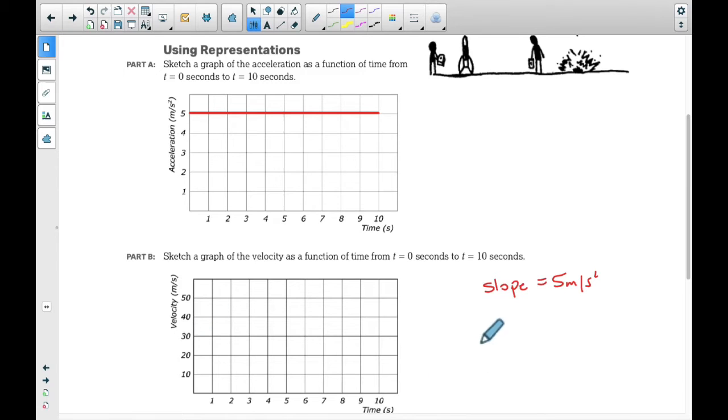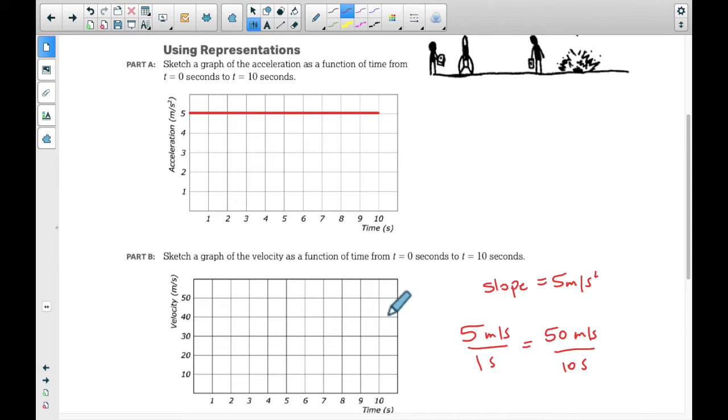And so it's going to have a slope, and the slope's going to be up 5 over 1, and we have 10 seconds. So if we go up 5 meters per second every 1 second, that's what that acceleration is. I could also say that's the same as going up 50 meters per second every 10 seconds. It's the same, this just reduces down to this. And it went for 10 seconds.